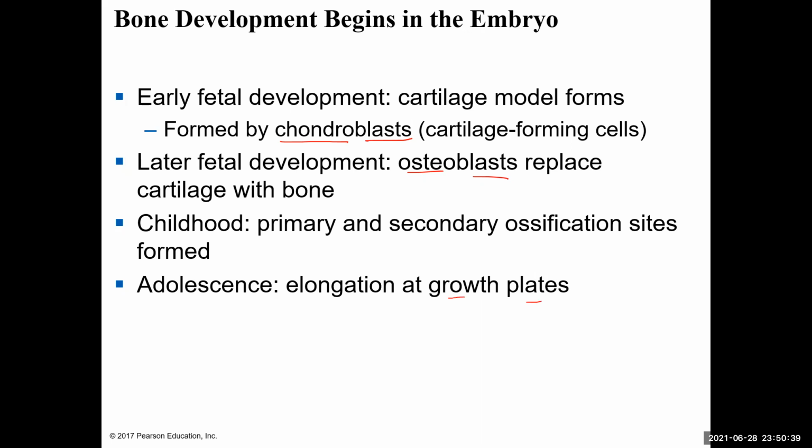And you basically get this area where osteoblasts will continually replace cartilage that's formed from chondroblasts, and it leads to this elongation of those bones. And so that happens during adolescence. And I've got a figure that will help explain this elongation at growth plates a little bit better, in case you're still confused on how that happens. Okay. But we're going to go through this in a little more detail over the next couple slides.